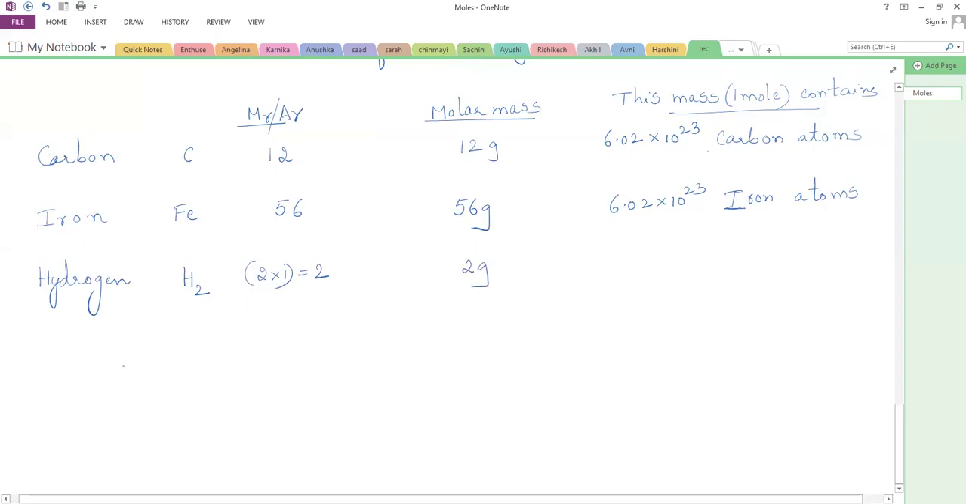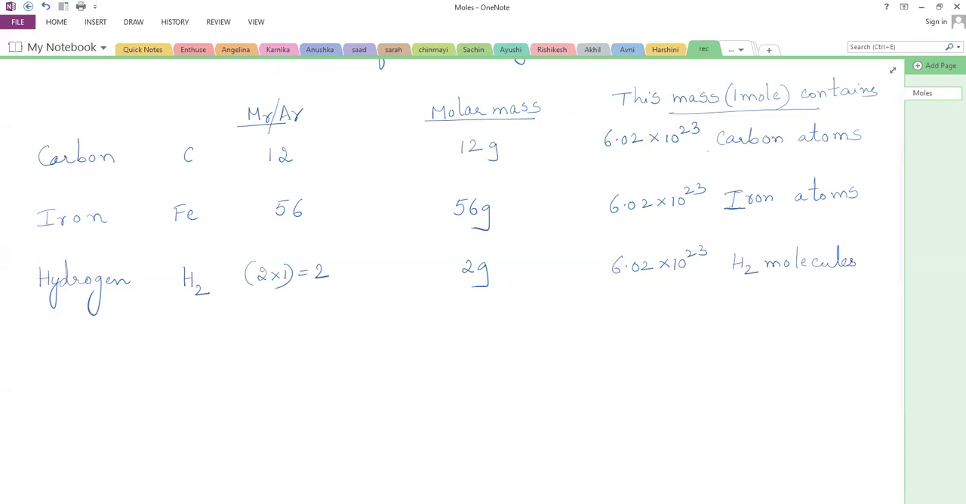Yes, 1 mole of that particular substance is nothing but its molecular mass expressed in grams, and this has 6.02 into 10 power 23. And what are these? These are not atoms now. These are molecules. What molecules? Hydrogen molecules. See? Because we are talking about hydrogen molecules in this case, yes, it has so many hydrogen molecules. Simple as that.